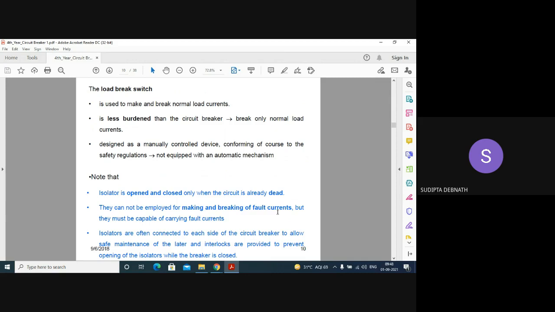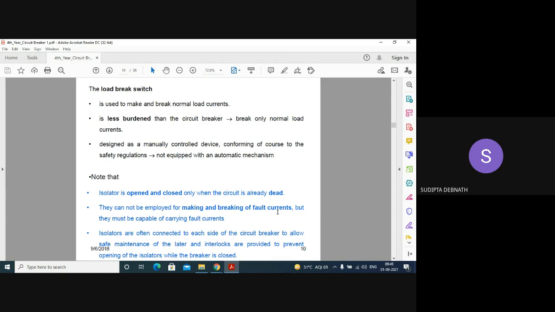And what are making and breaking of fault currents? Making of fault current is the current... You have studied the fault current, fault operation in alternators. You have seen that in the first 1 or 2 cycles, the current is huge, and then ultimately it gradually decreases and goes to the steady state value. So the first peak of the current loop is the making current.